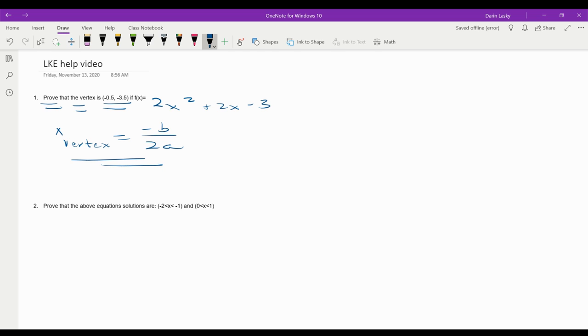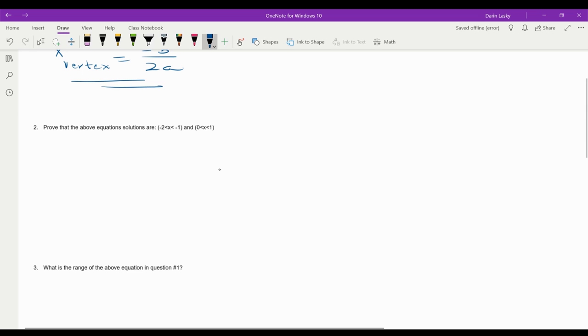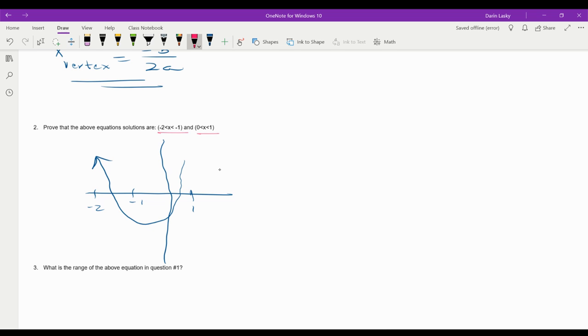All right, so when we're proving that they're solutions, don't forget that if we graph this, and it's saying that we have this little graph that goes something like that, let's say, and we have -1, and we have -2, and we have 0, and we have 1. Don't forget what this is actually telling us. This is saying that there's an answer in between here and in between here.